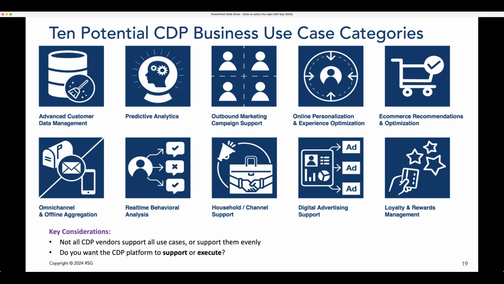So over on the left with advanced customer data management, offline and omni-channel aggregation, those are some of the heavy duty data operations capabilities, which you may not need in a CDP. Likewise, in the next column, predictive analytics and real-time behavioral analysis, those are analytics and intelligence capabilities that you may not need in a CDP. And in fact, typically in a CDP, these aren't going to necessarily be very good either. So again, capabilities you may or may not want to consider. All of the other 6 have to do with actual engagement.